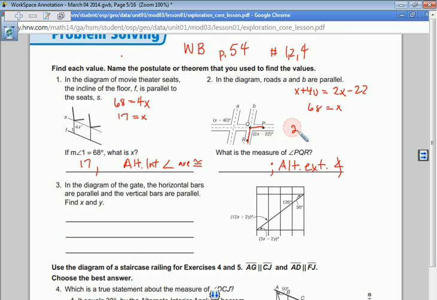So we plug 68 in. We get 2 times 68. That's 136, not 68. Minus 22. So it wouldn't be 68 if 68 was one of the answers. So this is 136 minus 22. So my answer is 114. So the measure of angle PQR is equivalent to 114 degrees.